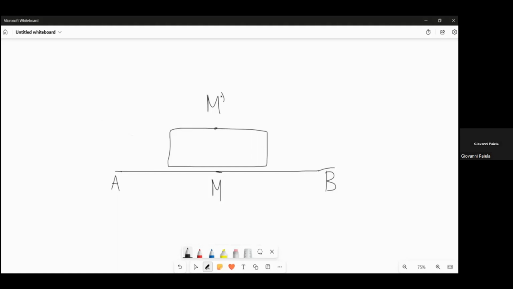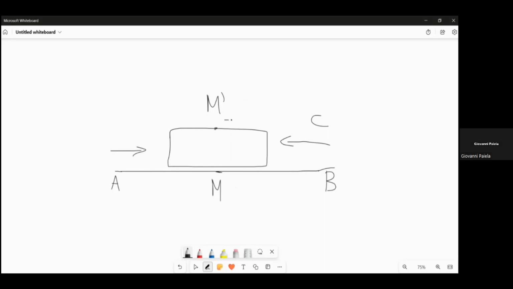Let's say M prime is already at the position and M is at rest. What does M see? From M's perspective, the light from both ends reaches its position simultaneously, at the same time. But what does M prime see? That's interesting. So the light comes from here and from here.